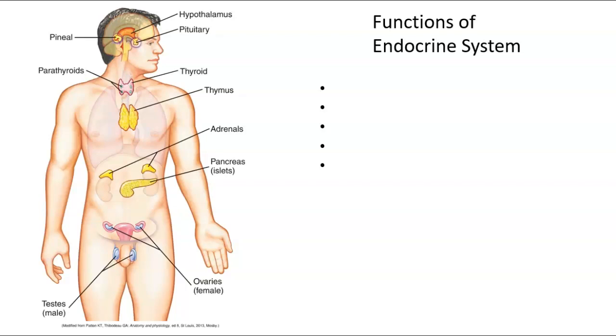Another type of communication is between a gland and a target organ. For example, when the pancreas releases insulin, which acts on the muscles and liver to regulate glucose. Hormones can also stimulate or inhibit the endocrine system using positive and negative feedback.